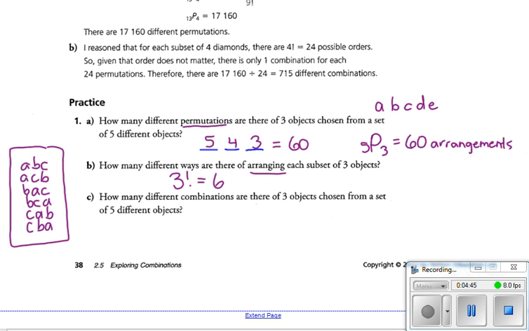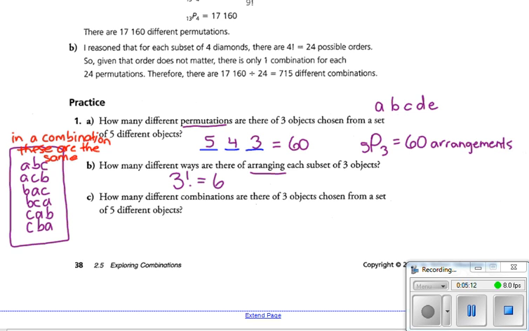If order doesn't matter, so in a combination, these are all the same thing. In a permutation, they're different. Order matters, right? ABC is not the same as ACB. But in a combination, those are all the same thing.